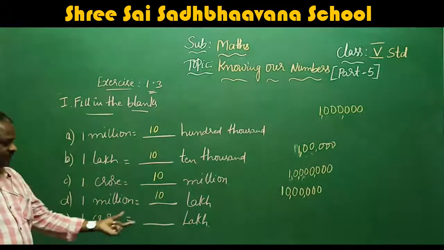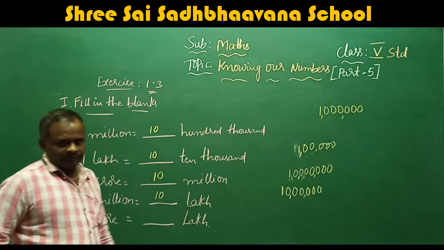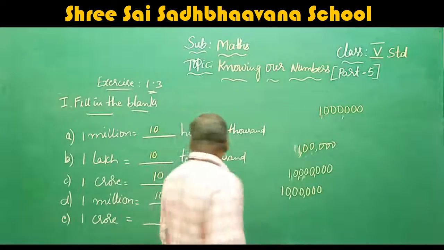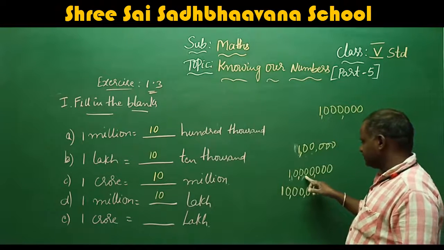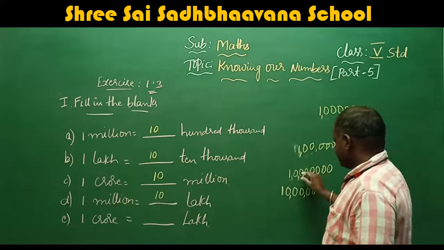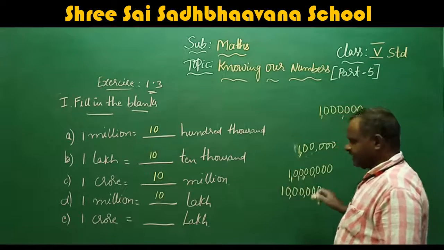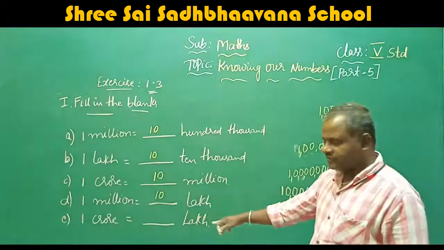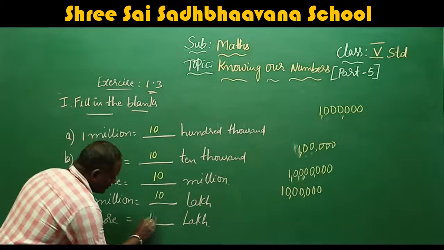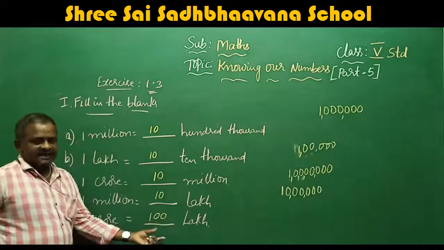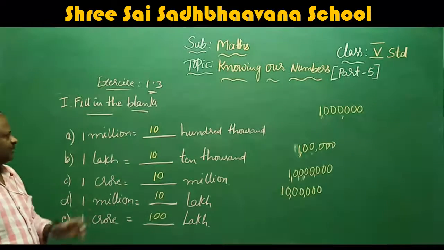Next, 1 crore is equal to how many lakhs? Here 1 crore is there. Unit, 10, 100, 1,000, 10,000, lakh, 10 lakh, 100 lakhs. So 1 crore is equal to 100 lakhs. I hope you understand.